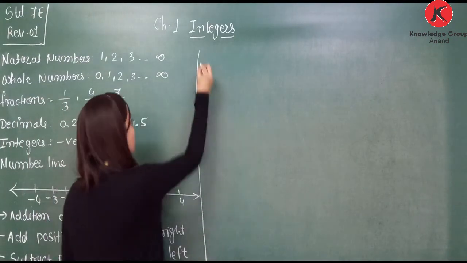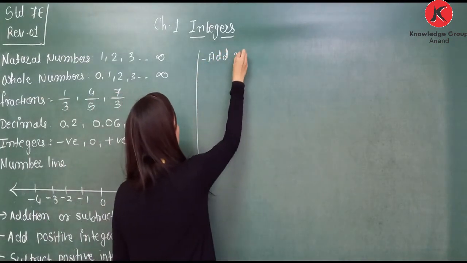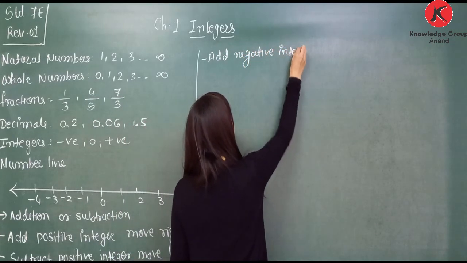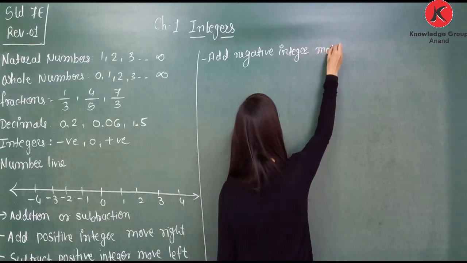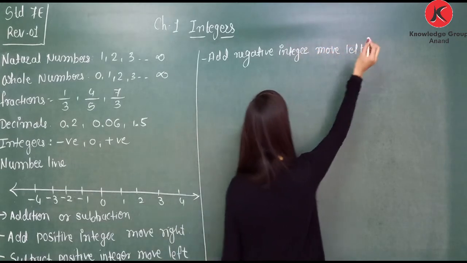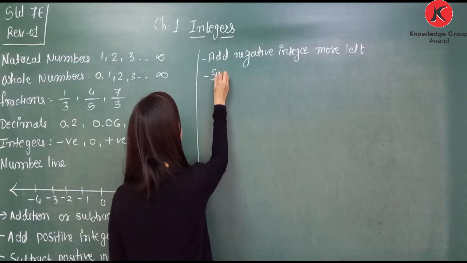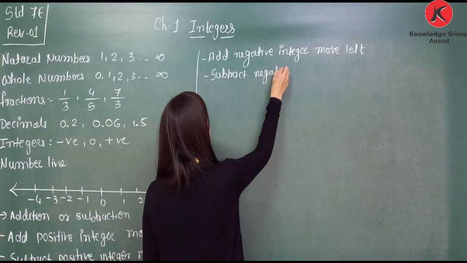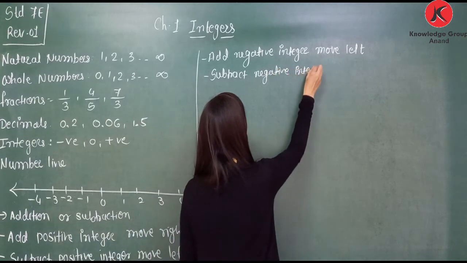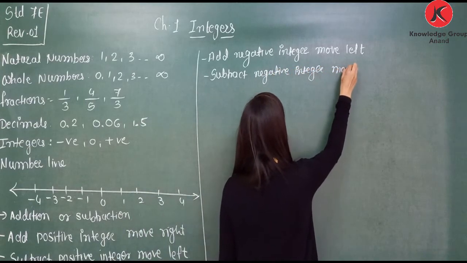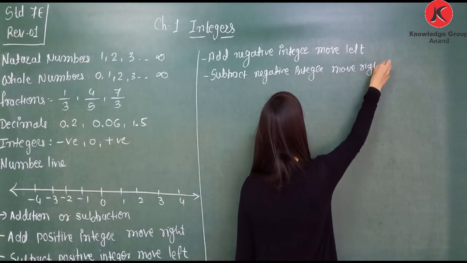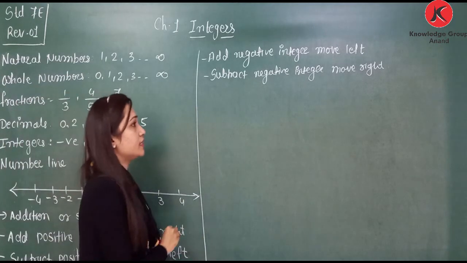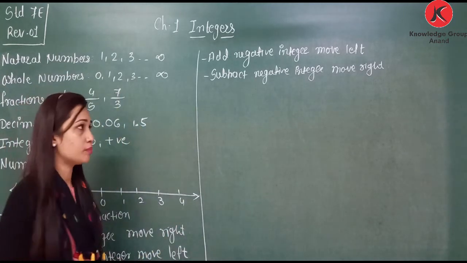Then, add a negative integer, move left, and subtract a negative integer, move right. So these four statements you need to remember. Now let's solve some examples related to addition or subtraction on the number line.